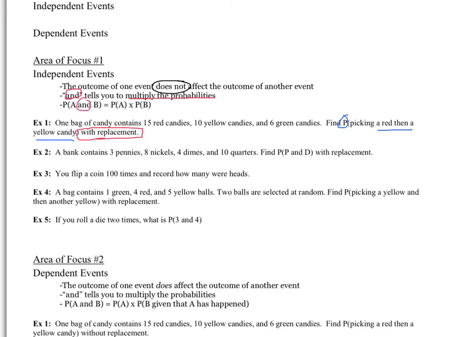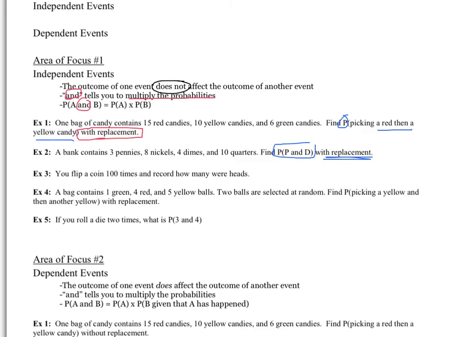Again, on the next one, same scenario, the notation is a little bit different. Probability of P and D, so P would be penny and D would be dime, with replacement allows it to be independent. Next, you flip a coin 100 times and record how many heads there are.